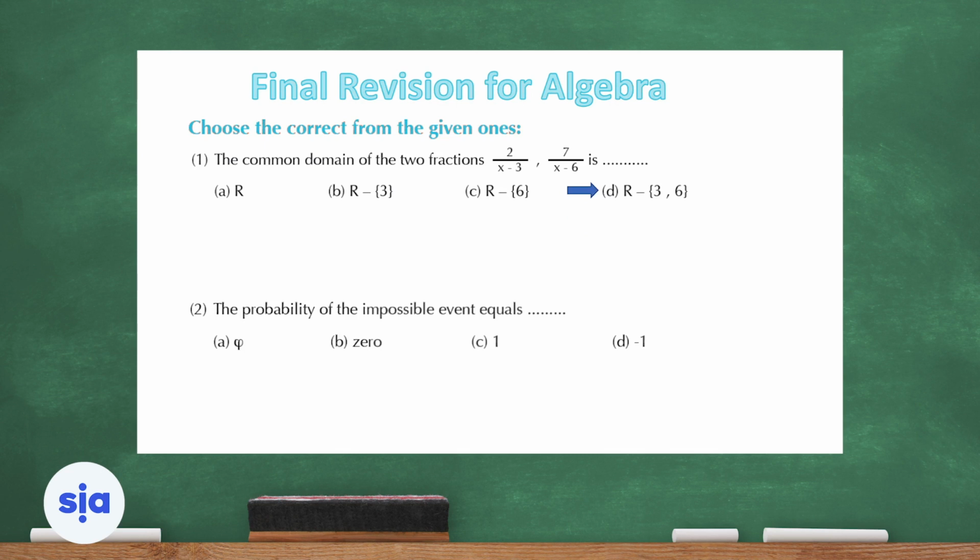Question 2. The probability of the impossible event equals... the impossible event itself is phi, but the probability is equal to 0.